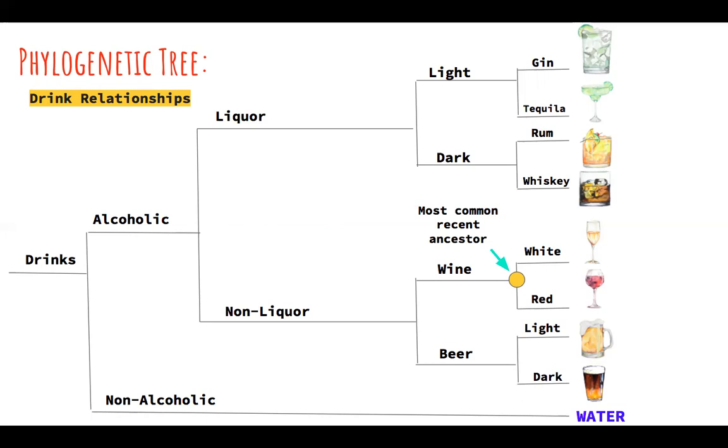My example of a most recent common ancestor between red and white wine is denoted here at the yellow internal node before it splits into white and red wine.